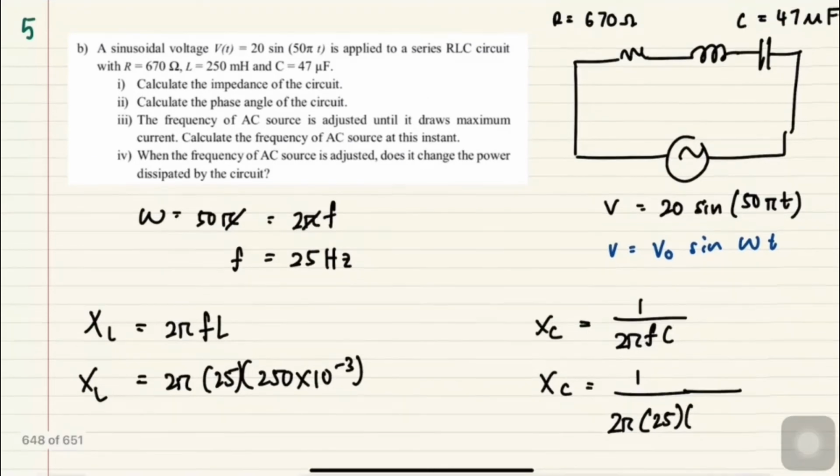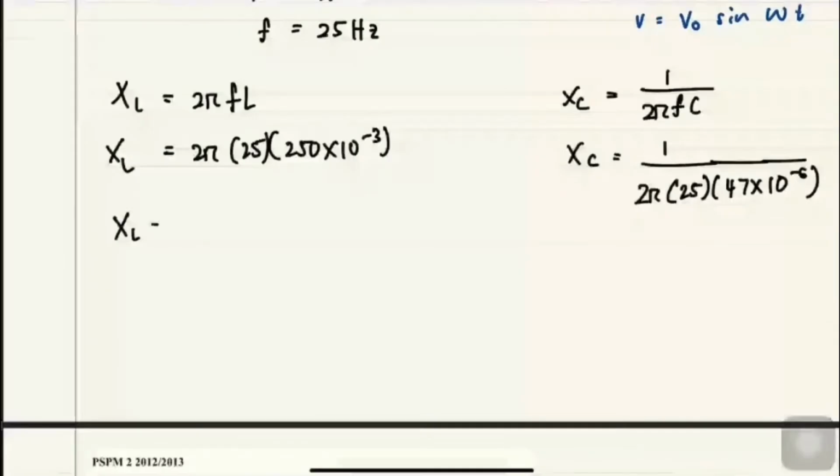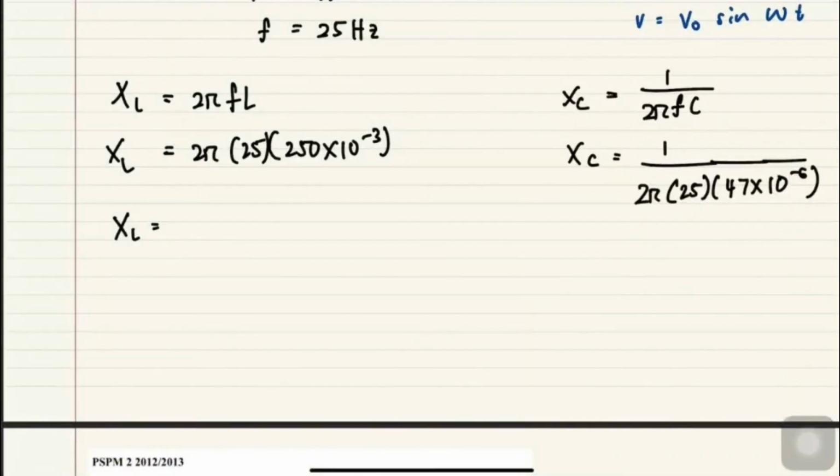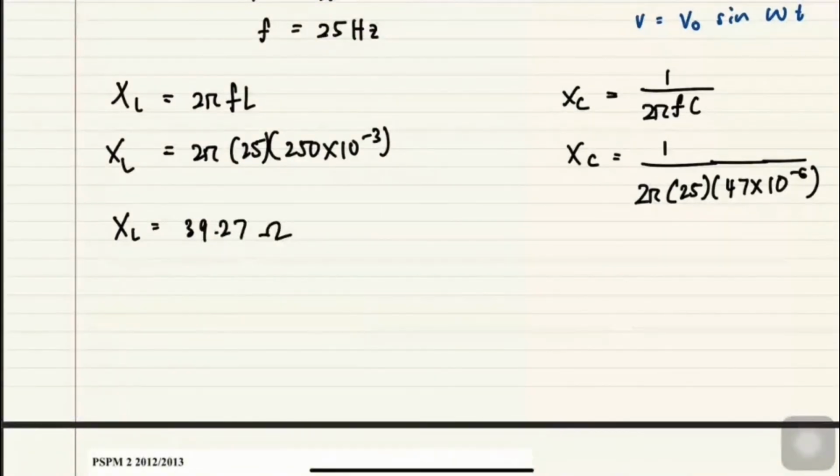Capacitance is 47 microfarad. So my XL here is 89.27. If you get something different, tell me. And this one, XC, I got 135.45 ohm. Okay, R you already have.